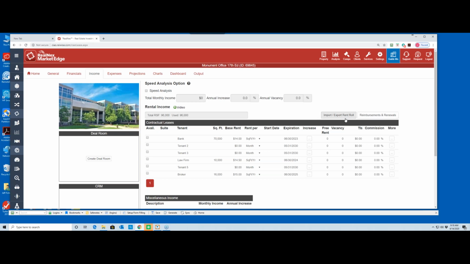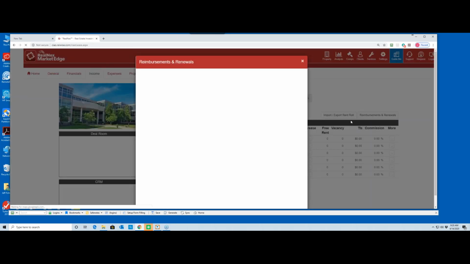Before I jump to that though, notice this, I think was added just this year, the idea that you could import a rent roll that you may have in a spreadsheet, or export the rent roll. With 3 tenants, it's no big deal, but if you had 20, 30 tenants and you already had that information in a spreadsheet, you could import that right into the program without needing to re-enter everything. So let me go into the reimbursements and renewals.